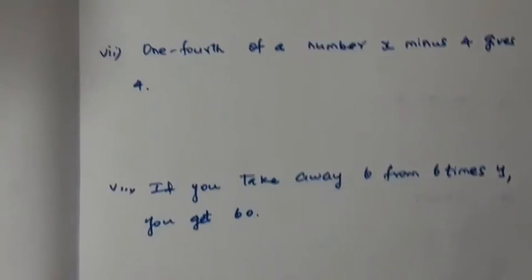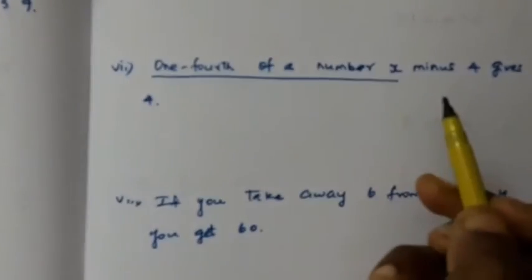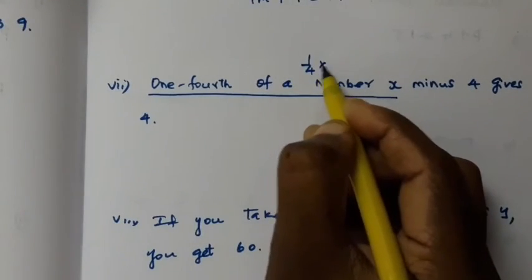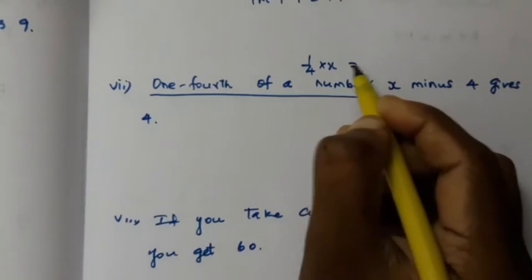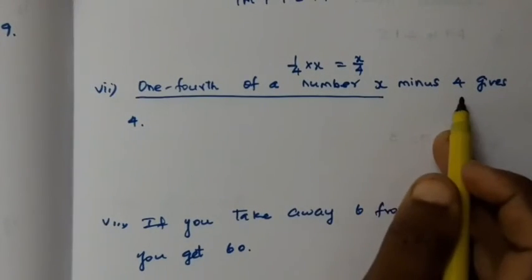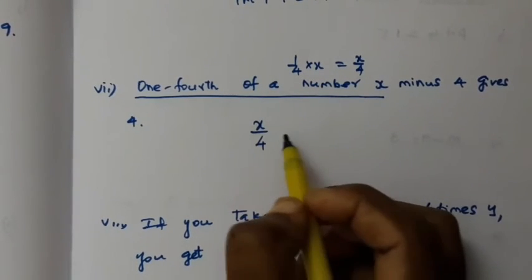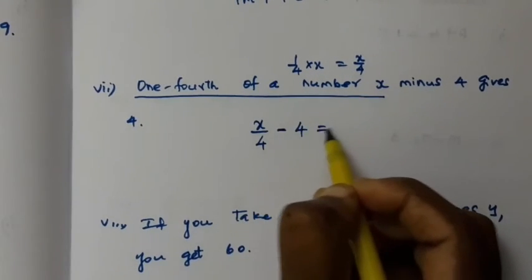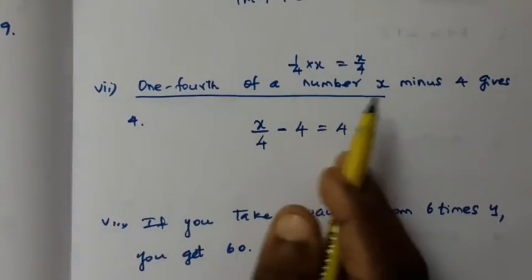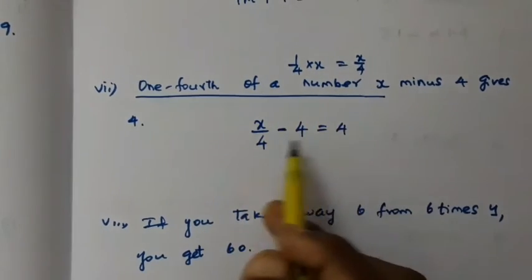Next is 1/4 of a number x minus 4 gives 4. So 1/4 of a number x, that is 1 by 4 of x. This is 1/4 of x, which is x by 4. Then x by 4 minus 4. So this is 1/4 of a number x, this is x by 4 minus 4 gives 4. 1/4 of a number is 1 by 4 multiplied by x, which is x by 4, minus 4 gives 4.